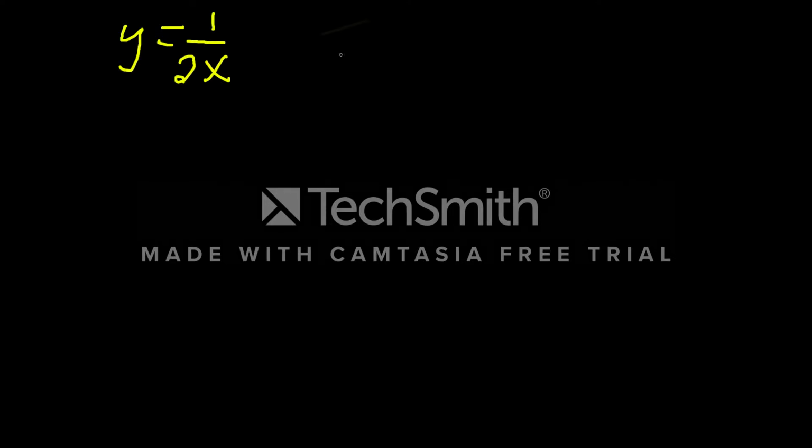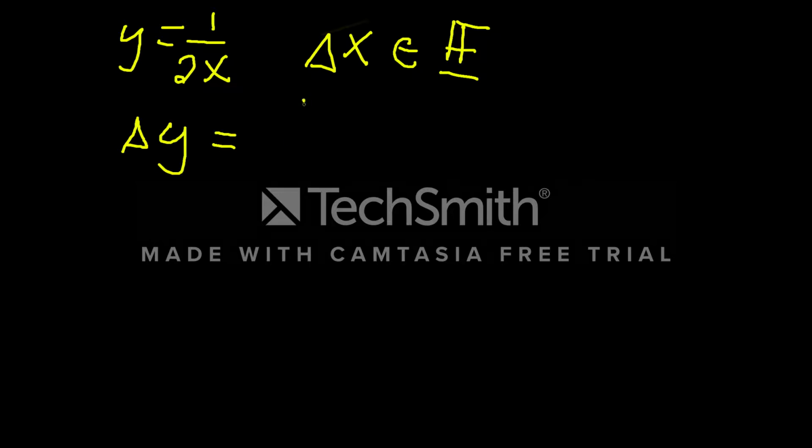And we'll let delta x be an infinitesimal. And so first we're going to compute what the change in y is. So delta y would be 1 over 2 times the quantity x plus delta x minus 1 over 2x.